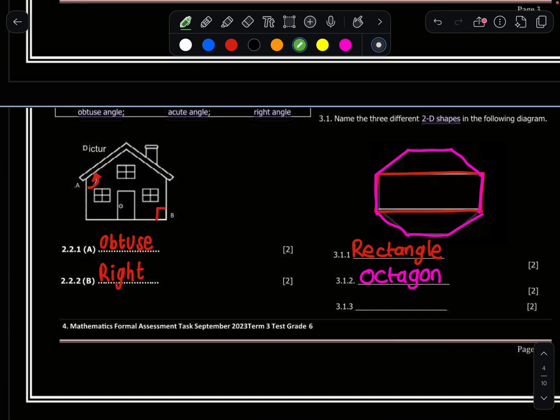And then the other shape that's kind of hidden here is this one up here. So it's 1, 2, 3, 4, and that is a trapezium.